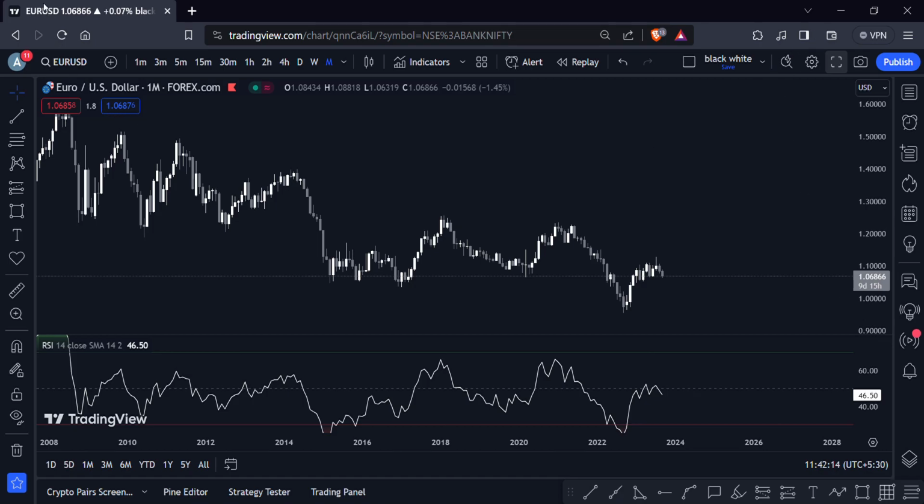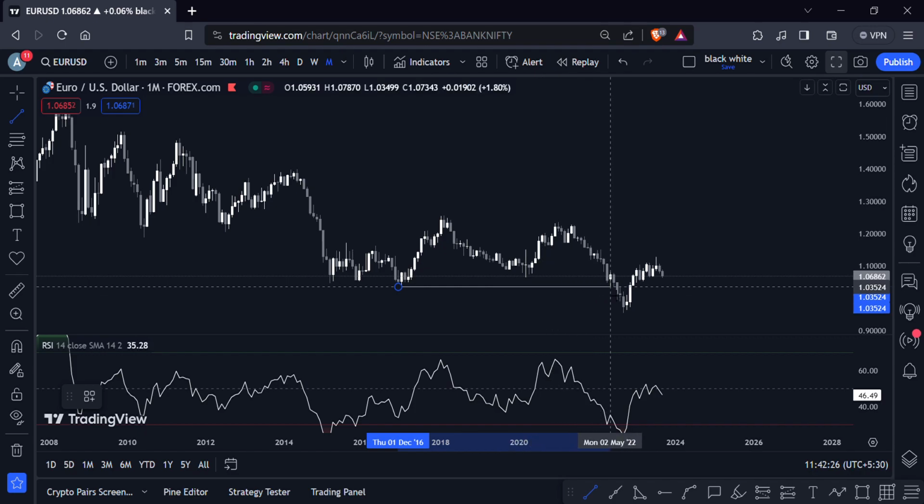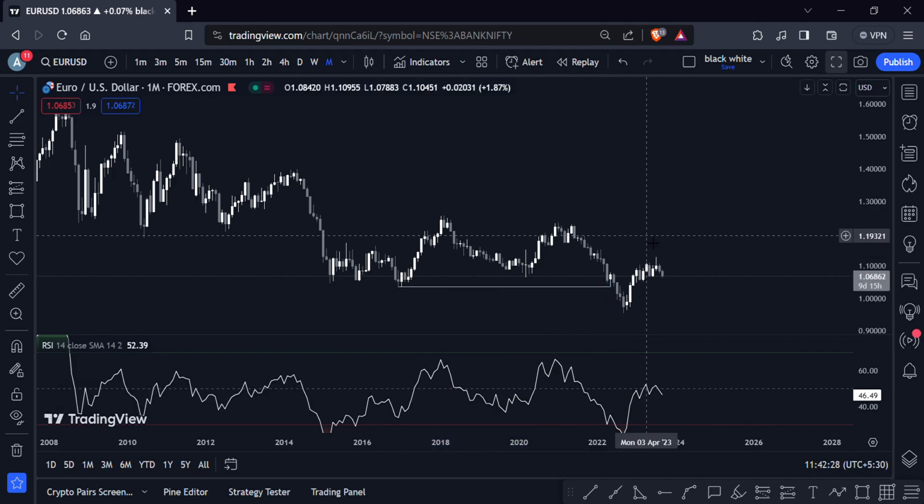So let's get to the euro analysis for today. Let's see how the market is today, what should be our range to trade, and what should be our bias.